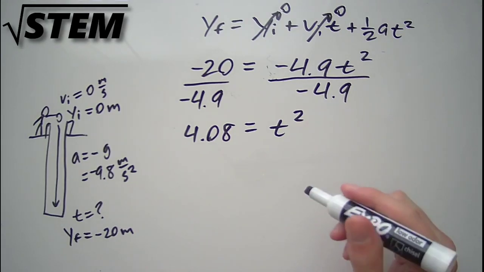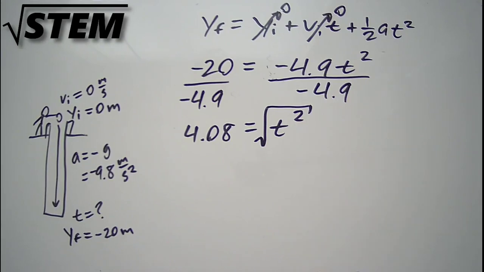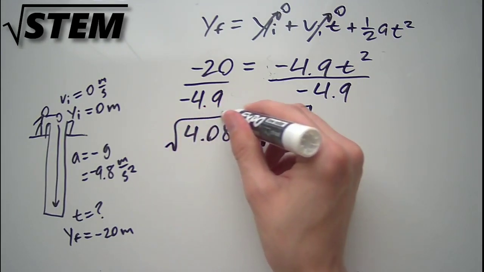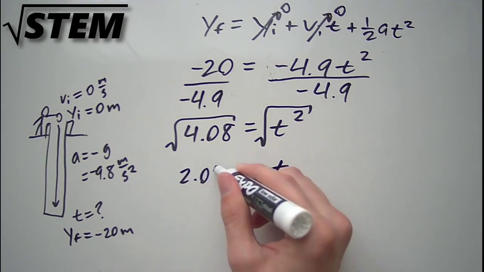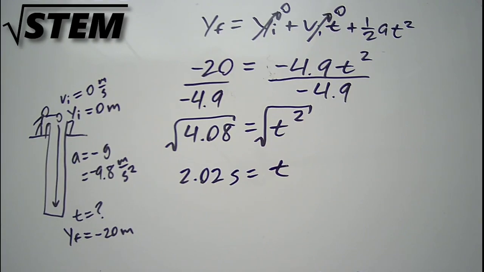Now the last step to solve for t is to undo this square. Of course, we undo the square by taking the square root. So this tells us that t equals 2.02 seconds.